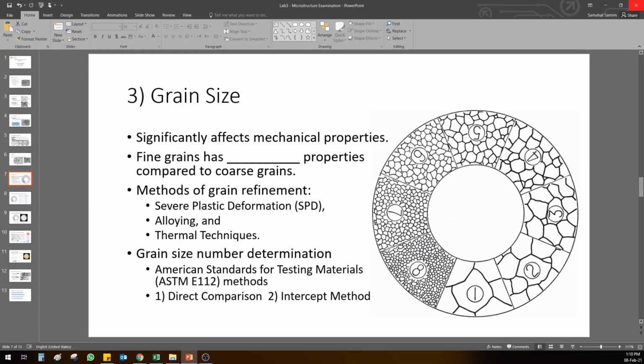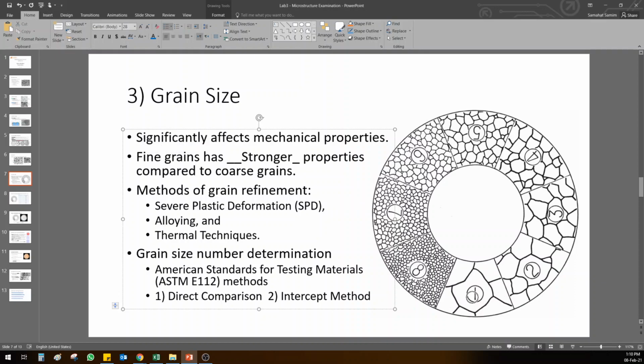Why do we need to know the grain size? Because the grain size will also give you good information about how the material will behave. The grain size affects the mechanical properties of the material. Fine grain size has stiffer, stronger properties compared to coarse grain size. Coarse means big size, and fine means small.